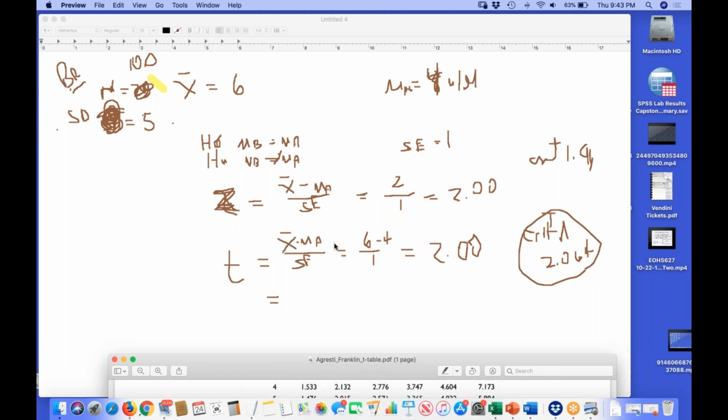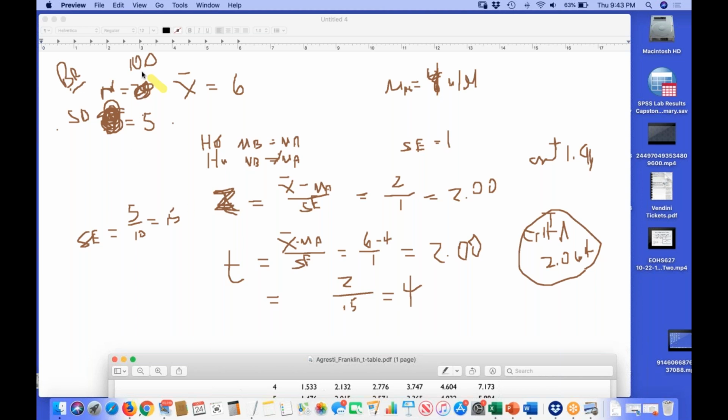Nothing else changed. The means are the same: 6 minus 4, which is 2, over my standard error. What is my standard error now? It's still the sample standard deviation. My standard error is equal to 5 over the square root of 100, which is 10, which is equal to 0.5. So I'm dividing 2 by 0.5. What is 2 divided by 0.5? It's equal to 4, right?